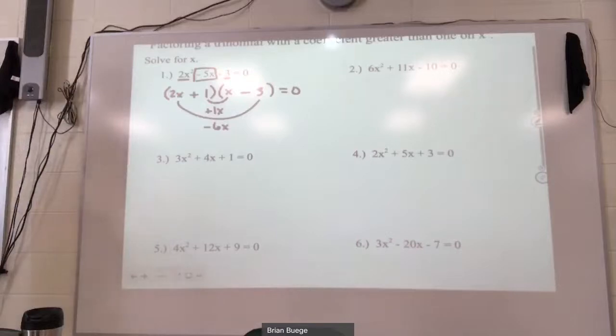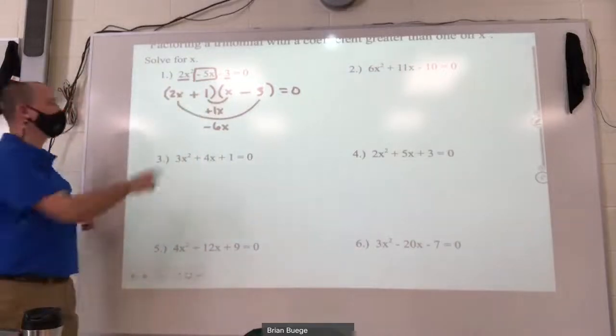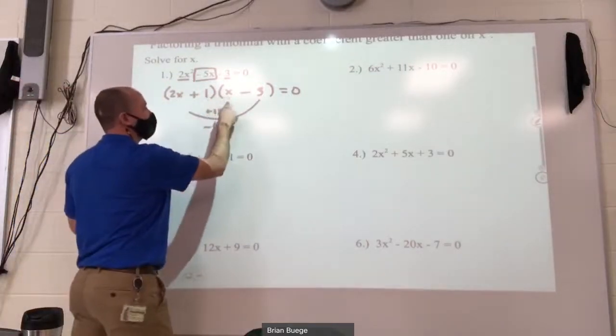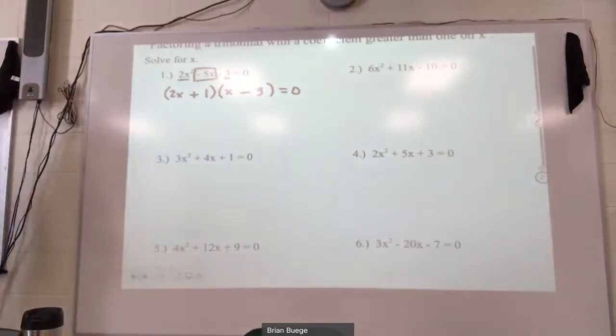Okay? So the factoring's still the basic same process, but it's really important that you check the inside and the outside to get that middle term. So now I'm going to get rid of this. This is kind of the work that got me to factoring. And remember, that's step number 1. It's factored. Now I need to solve.